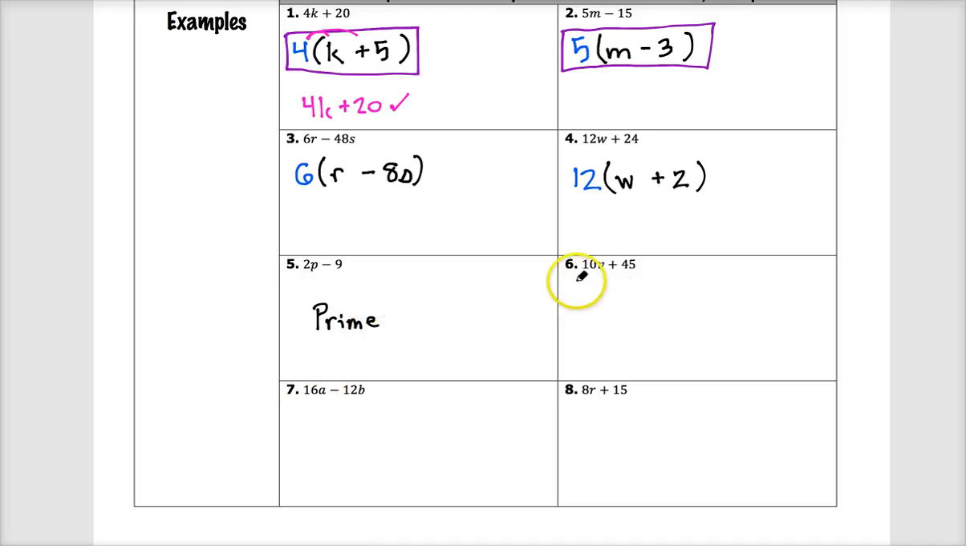Number 6, 10v plus 45. So the GCF of 10 and 45 is 5. So 5 is going to go on the outside of my parentheses. And now we think, what times 5 is 10v? Well, that would be 2v. What times 5 is 45? That would be 9. So this becomes 5 times the quantity 2v plus 9.